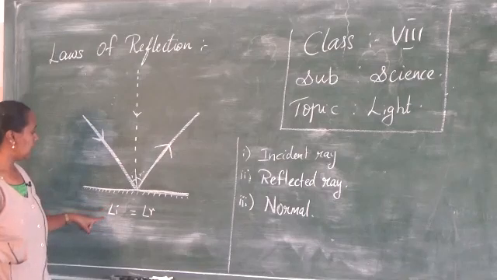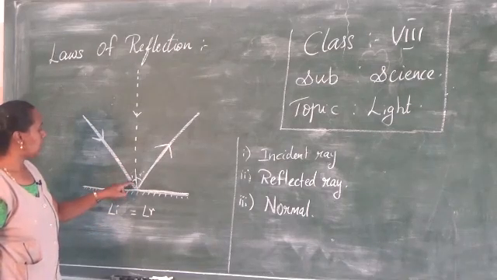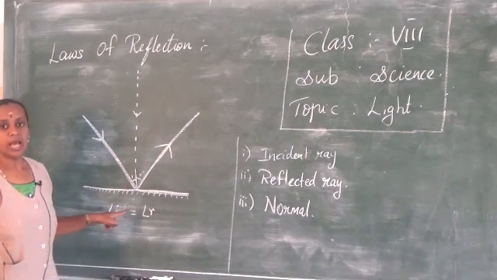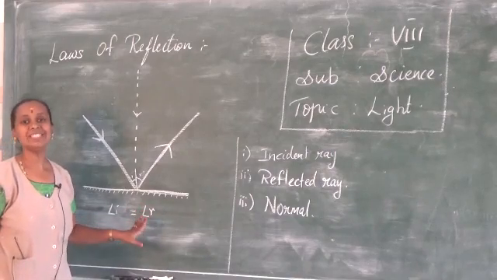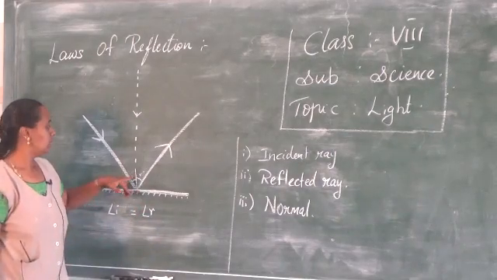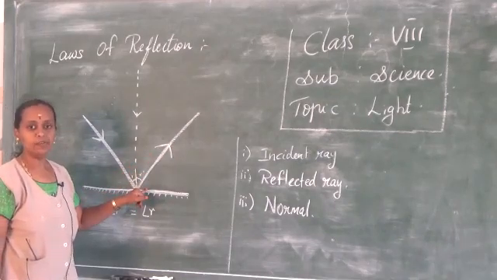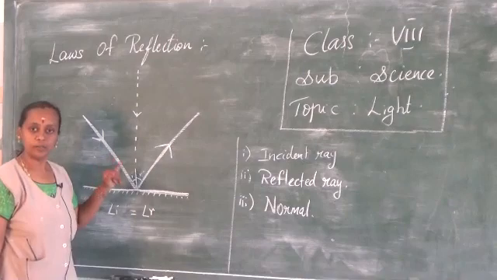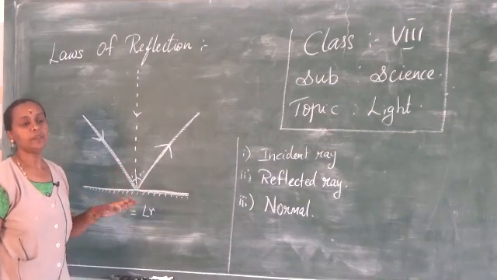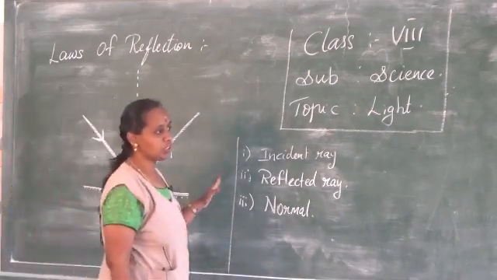The second one: the angle of incidence. This is where the angle is formed. The angle of incidence and the angle of reflection are always equal. As I said, when it falls at an angle of 45 degrees, it is reflected back at an angle of 45 degrees only. That is the law. So now you have studied the laws of reflection.